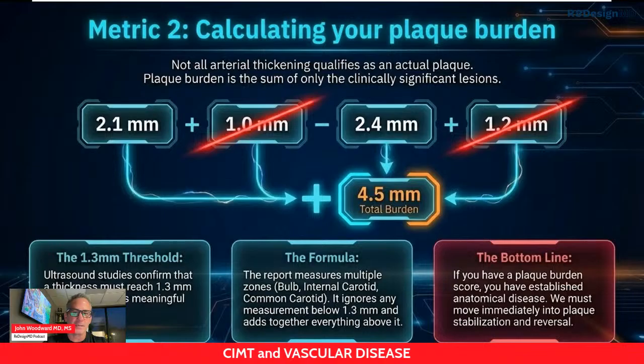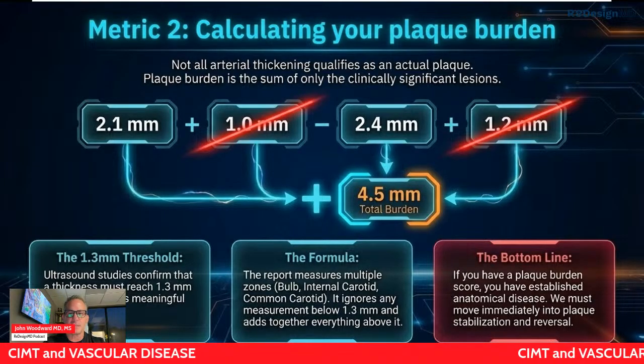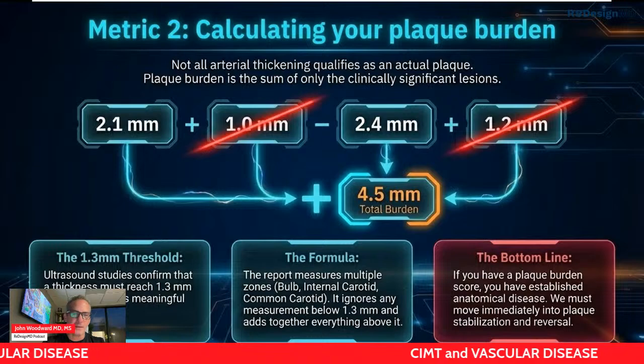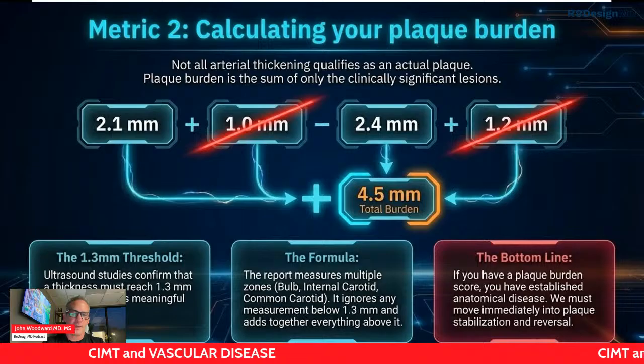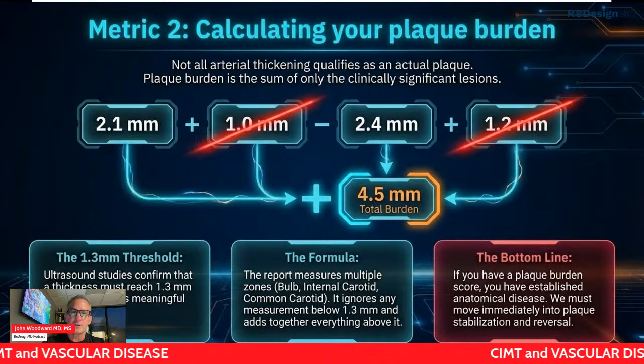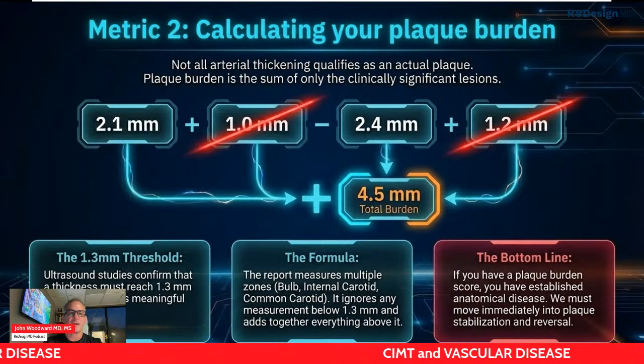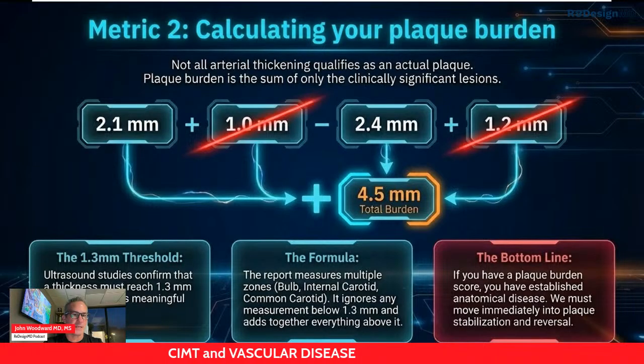So the bottom line is, if you have a plaque burden score, you have established disease. We must move immediately into plaque stabilization, or reversal, or regression of the plaque. Both are possible, and both happen and occur all the time. This is the goal of cardiologists, of vascular specialists, of preventive vascular specialists like myself or my partner here in the office, Dr. Moss.